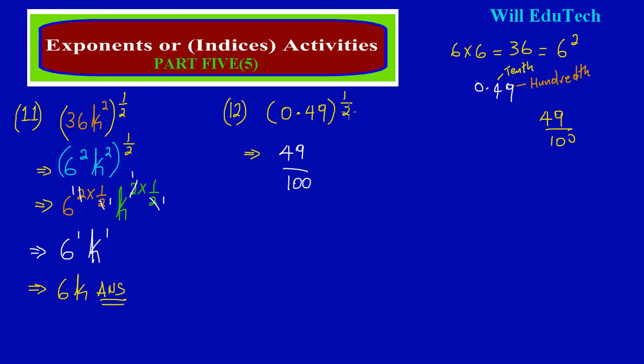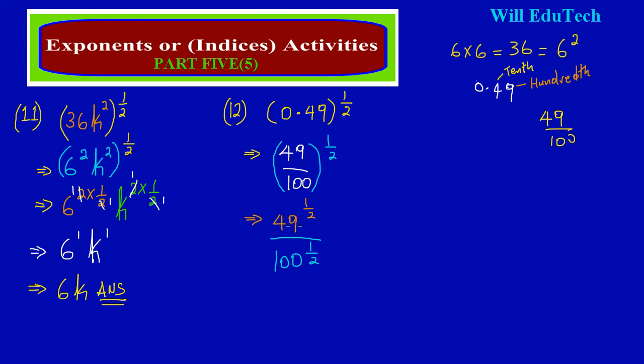Now, if you notice, all of this was raised to the half, so I am just simply going to put this in a bracket, and I'm raising this to the 1 upon 2. Now, this can be easily simplified. Remember, what this is saying, guys, is that 49 is being raised to 1 upon 2, and 100 is also being raised to the 1 upon 2. That's the reason why we have bracketed everything.